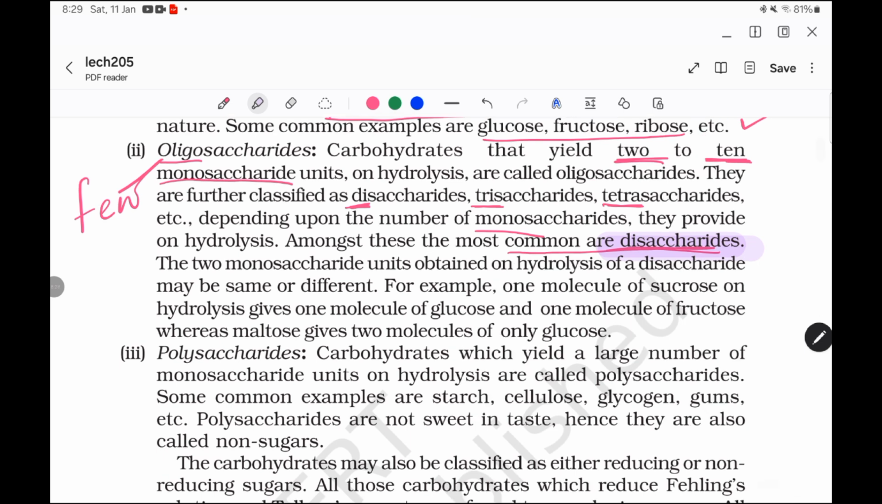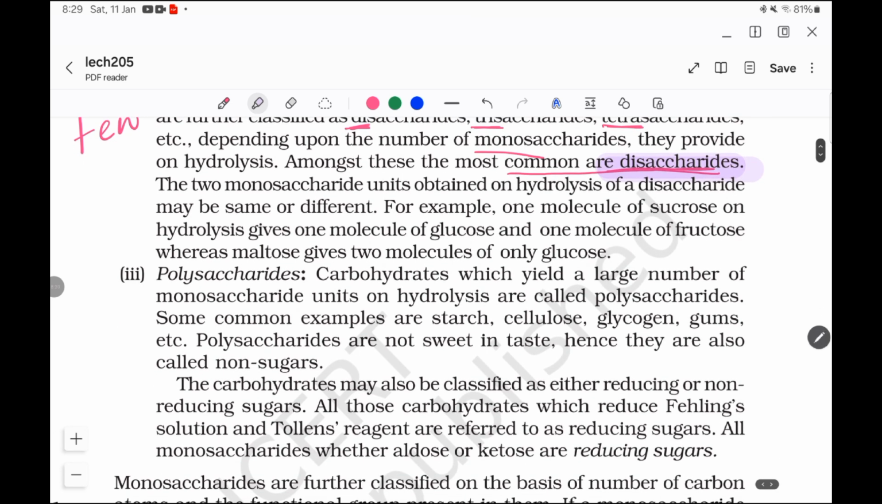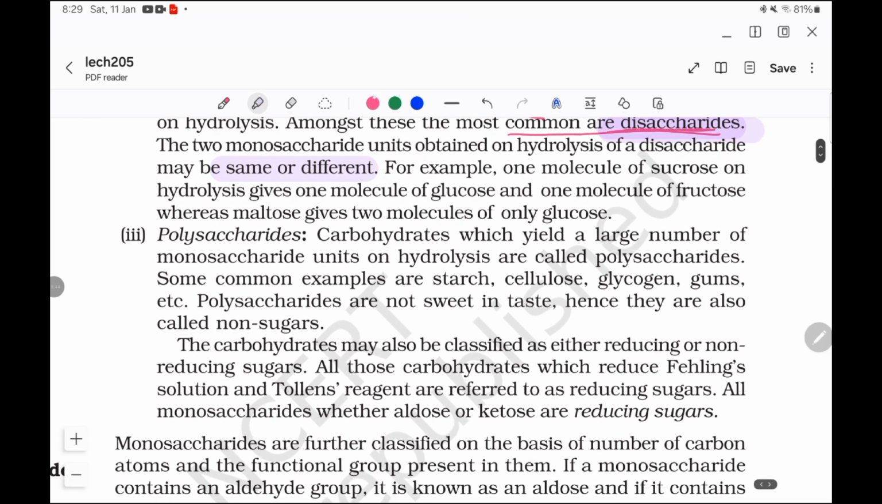The two monosaccharide units obtained on hydrolysis of a disaccharide may be the same or different. This is extremely important. It should not mean that if I boil a disaccharide, I get the same kind of monosaccharide. I can get different types of monosaccharides. There are three disaccharides which we have to study: sucrose, lactose, and maltose.